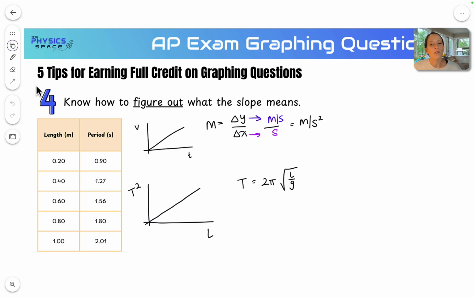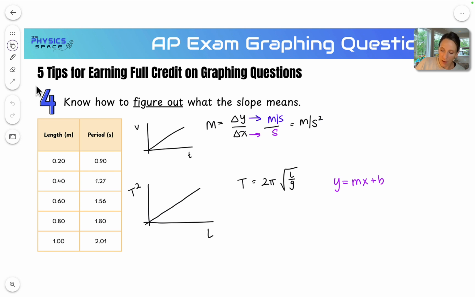And if I want to reconfigure this to have a better understanding of what my slope is, I want to rearrange this into a formula that has the y equals mx plus b format. So if I know t, something with t, is on my y-axis and L is on the x-axis, I just have to do a little bit of rearranging here.